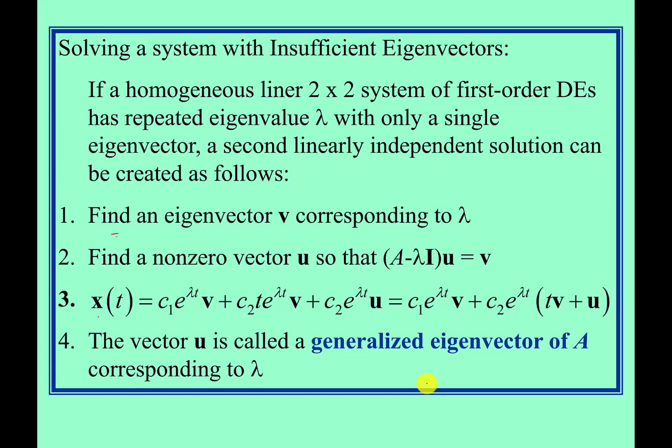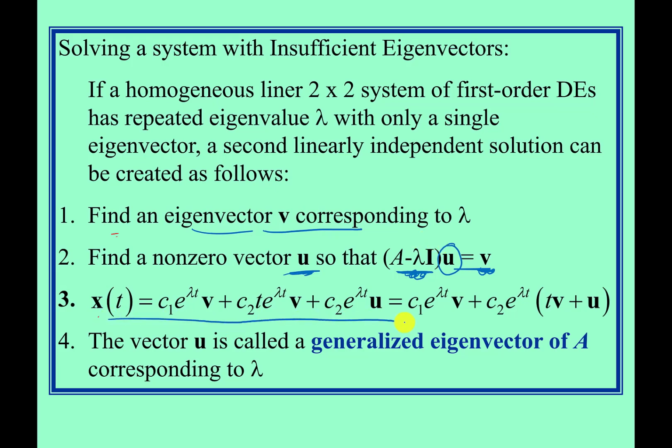So if you need to solve a system with insufficient eigenvectors, and that would come from a repeated root, if we're looking at a 2 by 2, this was the process we go through. We first find the eigenvector, and then we find an additional vector u by taking A minus lambda I, and we want to figure out when it times this u equals the eigenvector. So we took A minus lambda I, we augment it with v, and we find the u.